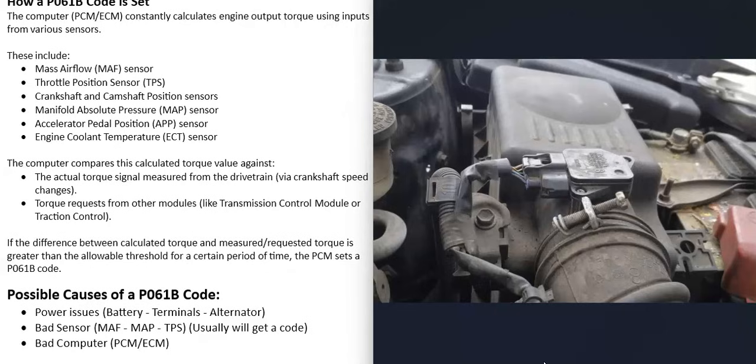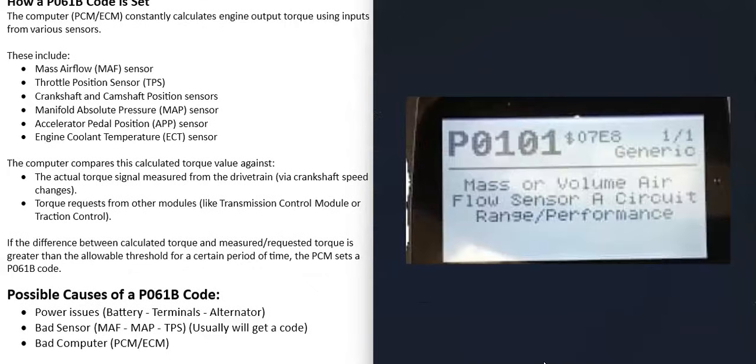The next thing that could cause this is a bad sensor, like a bad mass airflow sensor, a bad manifold absolute pressure sensor, throttle position sensor, something along those lines. Usually when there is a problem with the sensor, you're going to get another code. For example, like a P0101, mass or volume airflow sensor A circuit range performance. If you were to get this code, then it's a good idea to go check out that sensor, do some tests, and be sure it's working correctly.